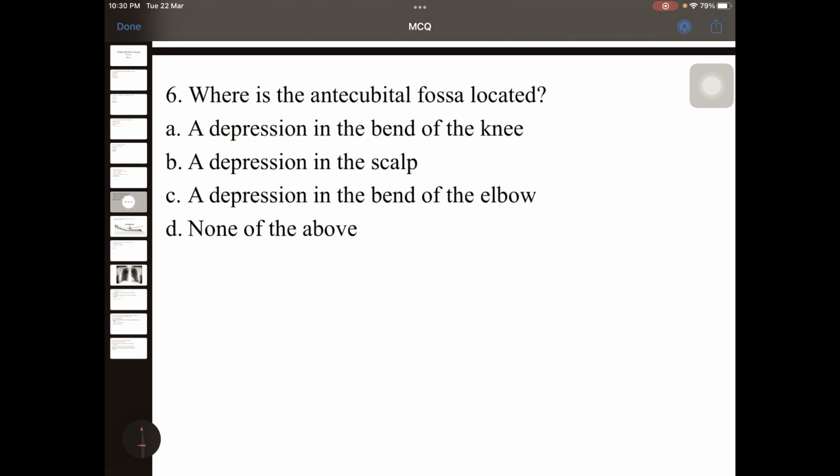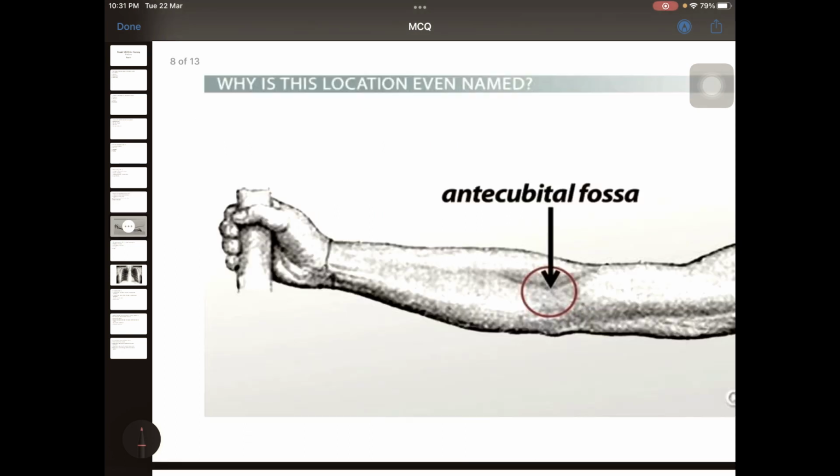Question number 6. Where is the antecubital fossa located? Option A, depression in the bend of the knee, option B, depression in the scalp, option C, depression at the bend of the elbow, option D, none of the above. So the correct option here is option C, which is at the bend of the elbow. It is a depression at the bend of the elbow. So I'll show you this picture. This area, which is round, is called the antecubital fossa.